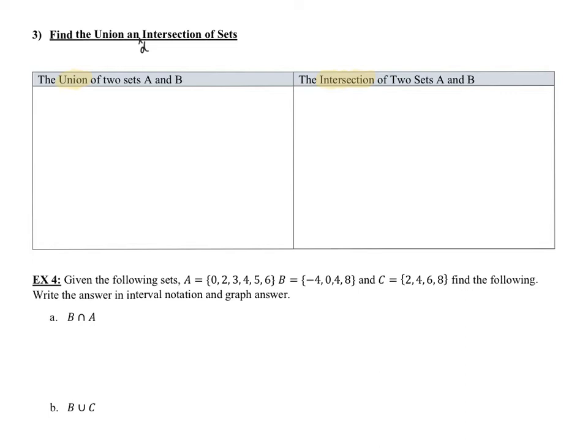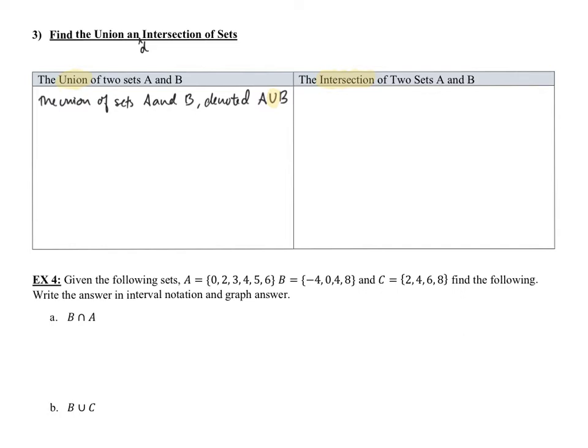The definition is the union of sets A and B, which is denoted, just means how we write it, A union B. Okay, so that symbol right there, I'm just going to take a moment and talk about this symbol. Union, it looks like a U. So just keep that in mind. U for union. Okay, so that's how we denote it, A union B.